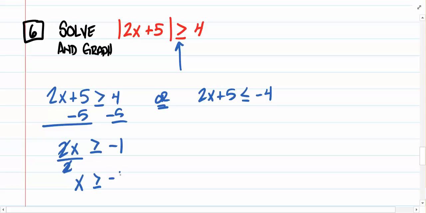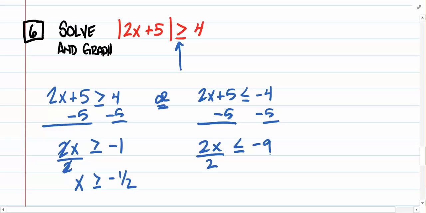Or on this side, I would subtract 5 over here, subtract 5, and I would get 2x is now less than or equal to negative 9. And then I would, of course, divide by 2 on both sides. So I would get x is less than or equal to negative 4.5.